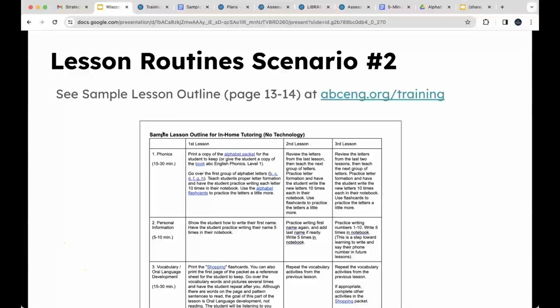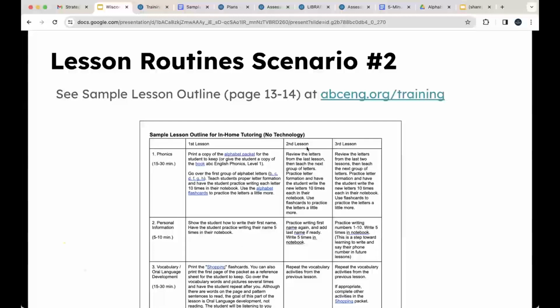So this is a sample lesson outline for in-home tutoring with no technology. So even in this much less formal teaching situation, I still think it's useful for you as a teacher to think about a simple routine. So I've suggested that you still have 3 routine elements of your lesson. So this suggests that for the first 15 or so minutes, you're going to have a literacy focus. The next chunk of time is a personal information focus. And then the last segment of the lesson is a language development focus.